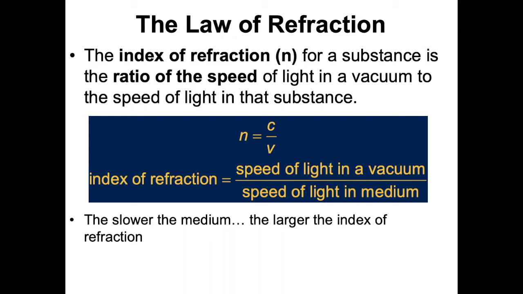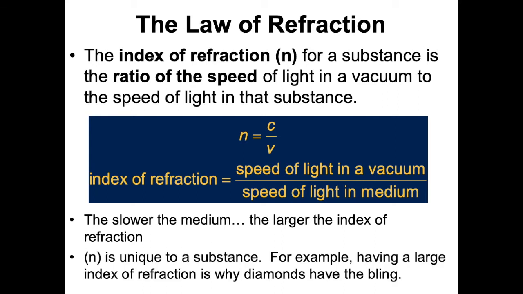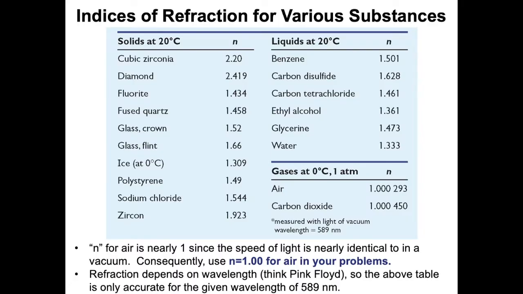So the slower the medium, the larger the index of refraction you're going to have. And each index of refraction is unique to that substance. If you have a really big index of refraction, for example, like in a diamond, that's why they give you a little bling bling and they shine at you. A large index of refraction means that you're having more light that's being displayed in other directions, and when you shine a light on it, you get a little bling bling action.